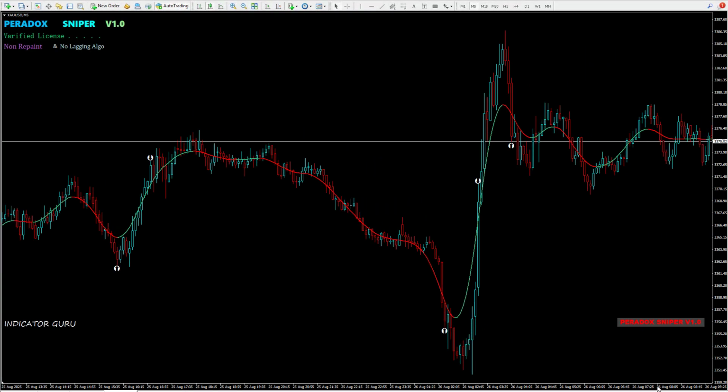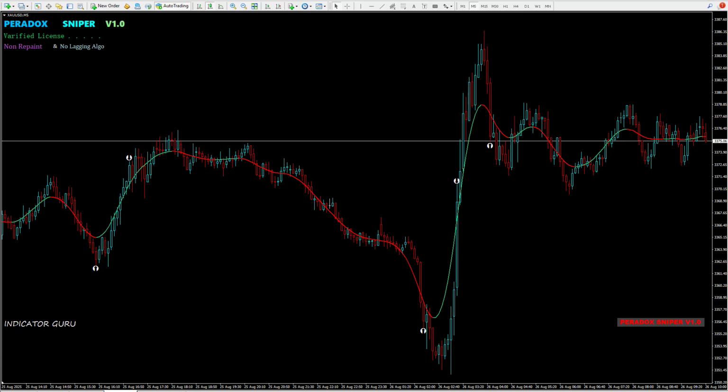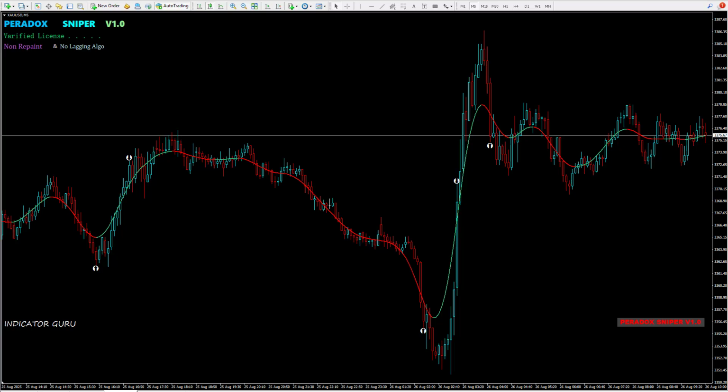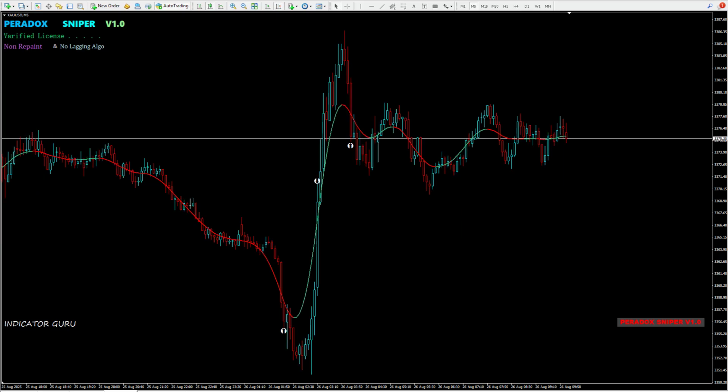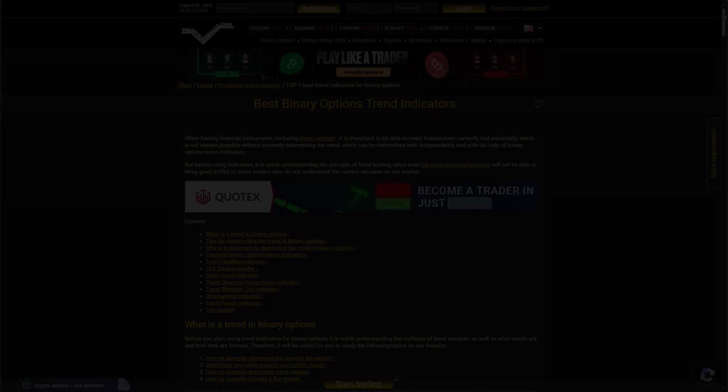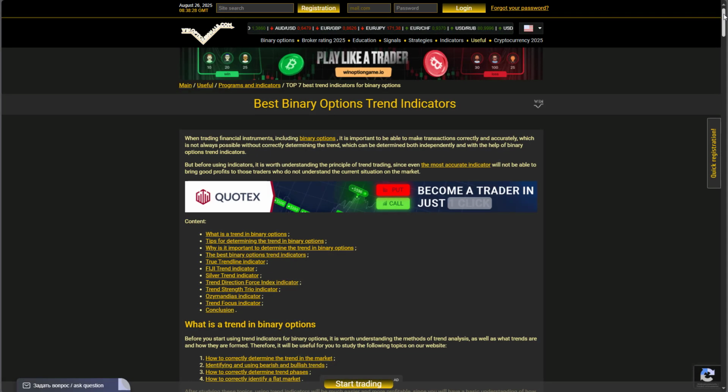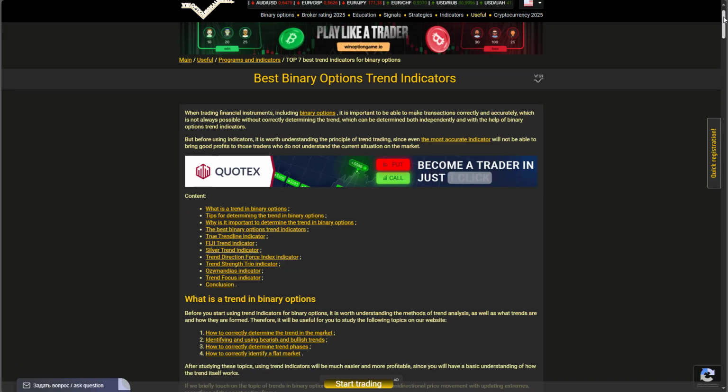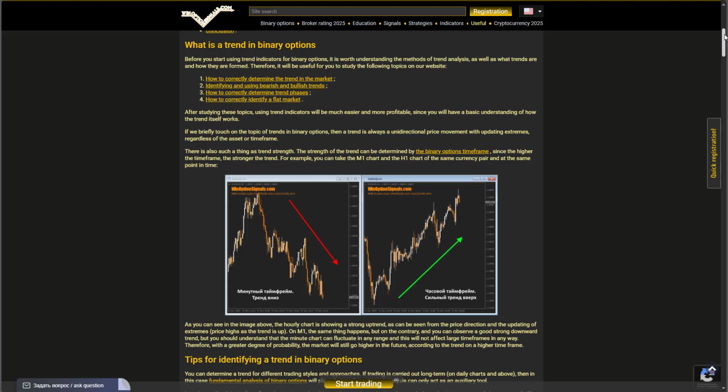Now a few words about the advantages and disadvantages of this indicator. To increase the percentage of profitable trades, it's recommended to follow the Peradox Sniper indicator signal in the direction of the trend on higher time frames. For example, if you're trading on the M5, pay attention to the trend direction on the M30. If there's a bullish trend on the higher time frame, then only open call options on the M5 chart after an upward arrow appears under the candle. If the trend is bearish, do the opposite. You can determine the trend on the M30 using any trend indicator, which we discussed in the article Top 7 Best Trend Indicators for Binary Options.